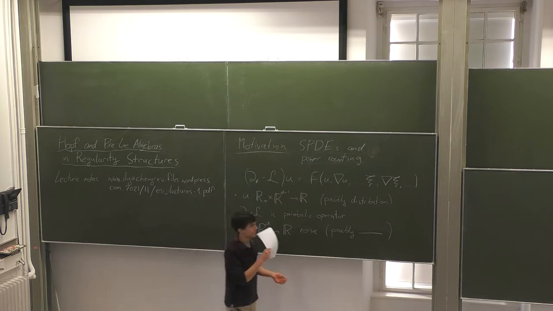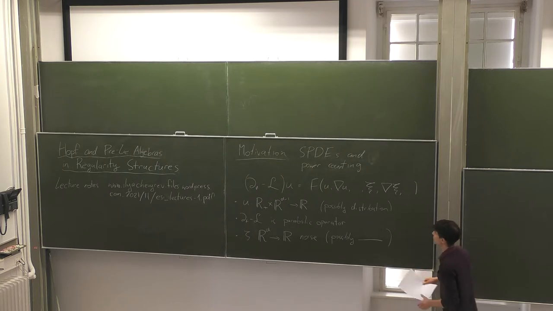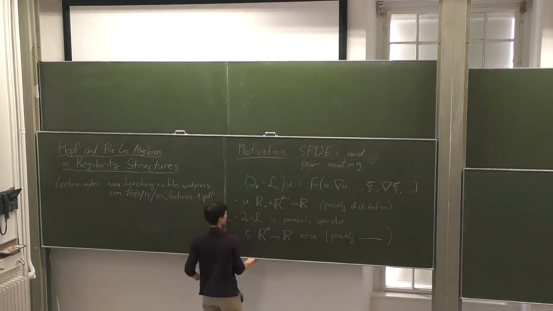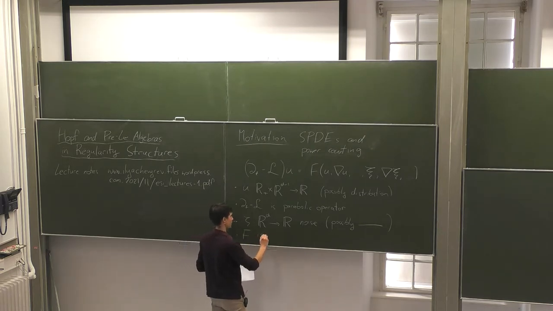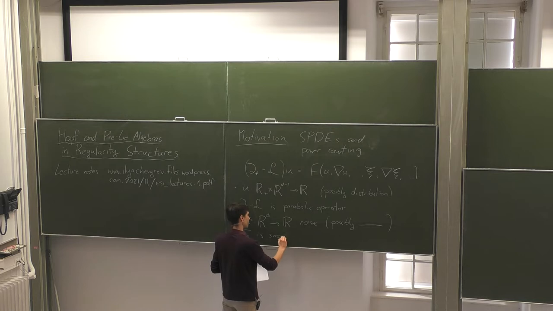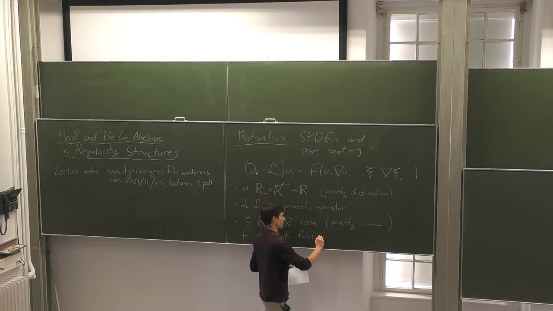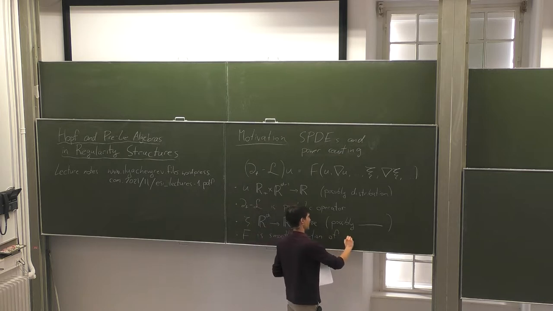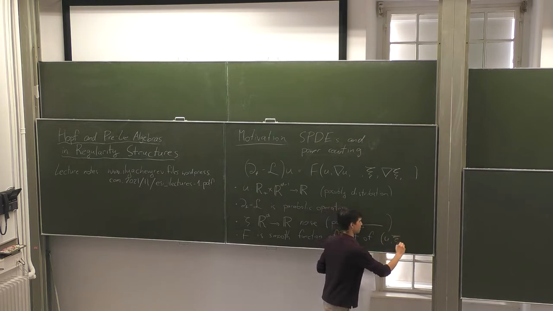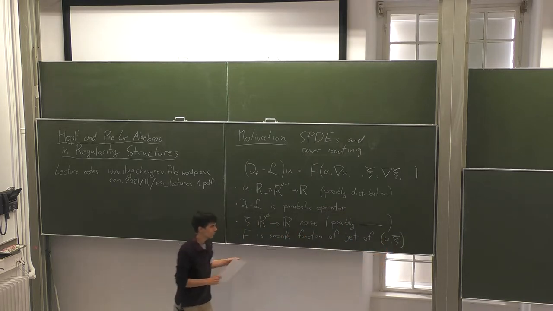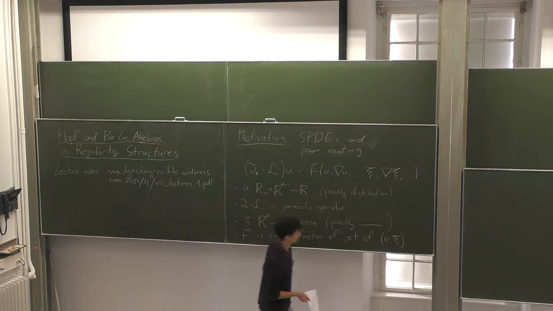Okay, so this is going to be essentially the equation that I'm always going to refer to. Actually, I also should say what f is. F is a smooth function of the jet of u and xi. So it can depend on u, its derivatives, and also on the noise and its derivatives.